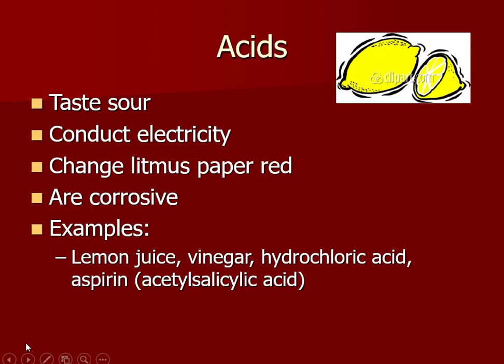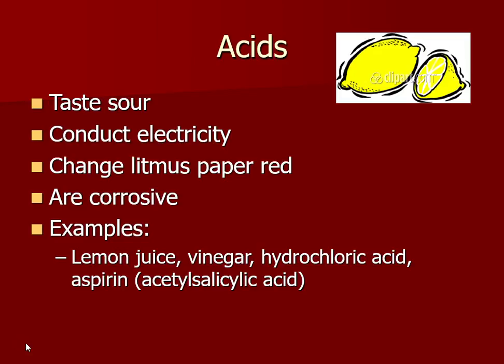Okay, so some of the general properties of acids. Acids generally tend to taste sour, so if you think of tasting lemon, it's pretty sour and lemons are pretty acidic. Acids are also good conductors of electricity and they will change litmus paper red. Litmus paper is an indicator paper that we can use to see if something is an acid or a base. So if we had blue litmus paper, acids will change it to red in color.